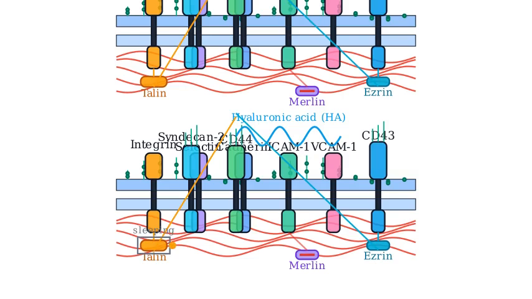A phosphorylation event flips talin to active, exposing plus charged segments. Negative lipid head groups recruit talin to the membrane. Talin binds the integrin beta tail, breaks a salt bridge, and switches integrin from low to high affinity.